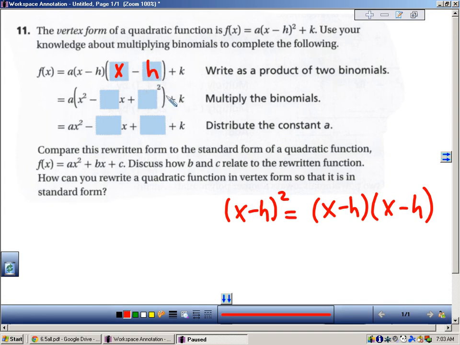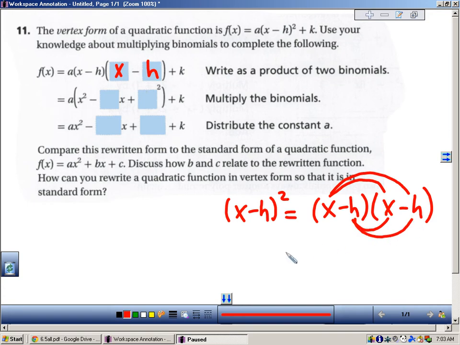Okay? And of course, once you get to this place here, now they use the distributive property to multiply through and come up with the next expression. And that's what they're saying here. They're saying multiply the binomials, and these are your two binomials. Okay? So let's do that. So x times x is x squared. X times h is xh. H times x is xh. And h times h is h squared.